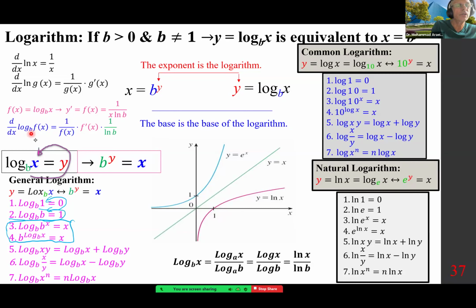So the derivative of log base b of f of x is 1 over f of x times f prime of x, by the chain rule, times 1 over ln b. This is by the change of base formula in essence.